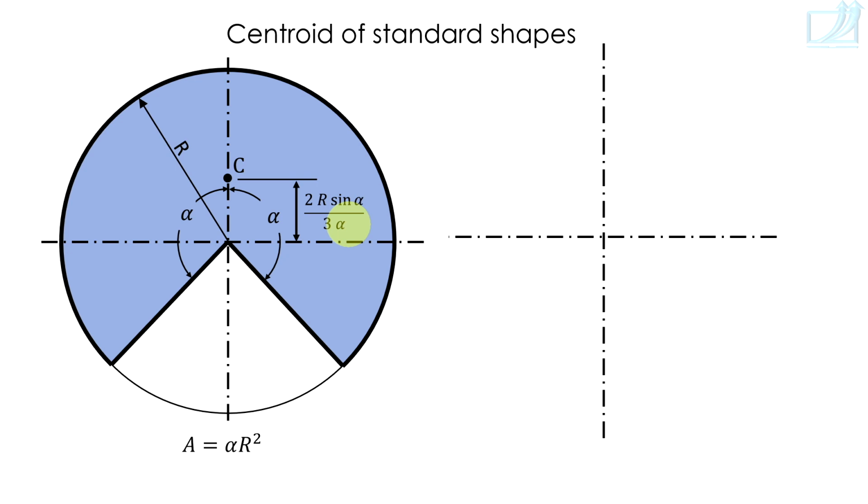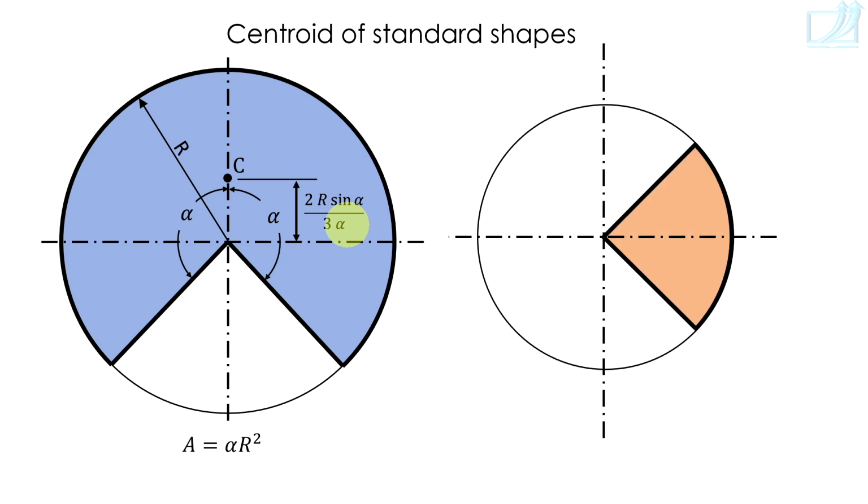Now here one more circle. And what is this shape? Again a sector. Centroid lies on its axis of symmetry at distance 2r sine alpha by 3 alpha. Remember this form. At a numerator alpha in degrees, at denominator alpha in radians. R is radius of the sector and alpha is semi-angle of sector. Now you know location of centroid of standard shapes. So you are ready to solve problems on composite shapes.